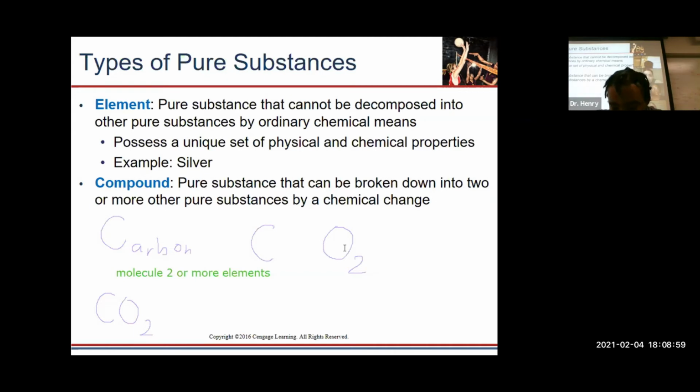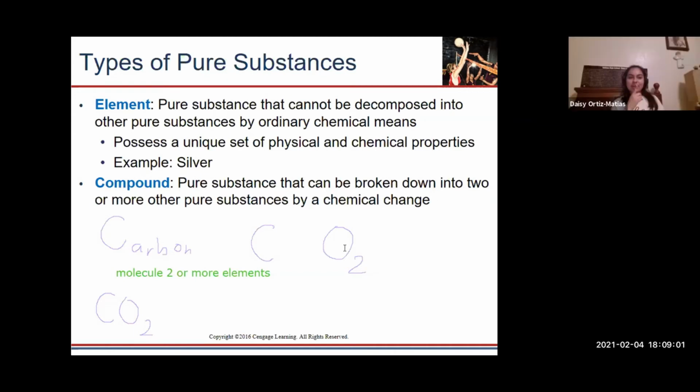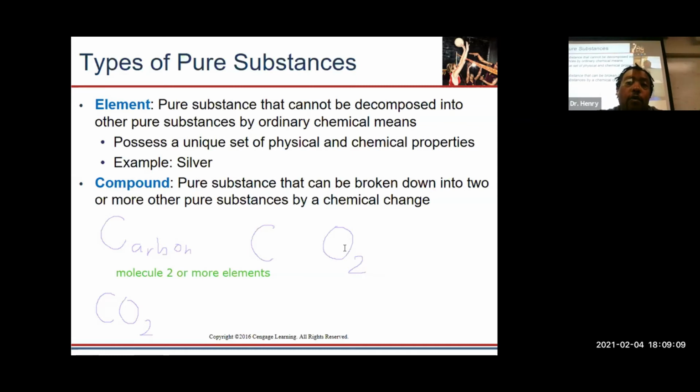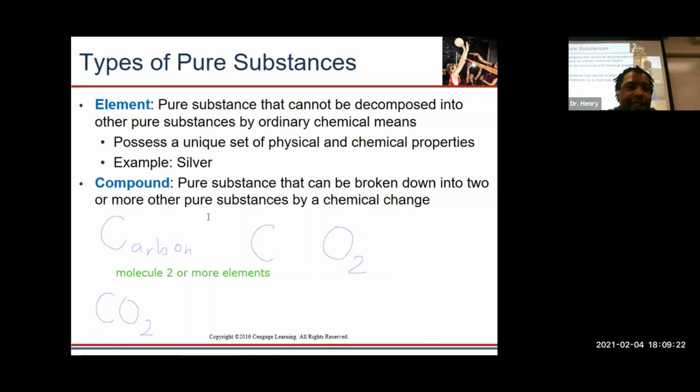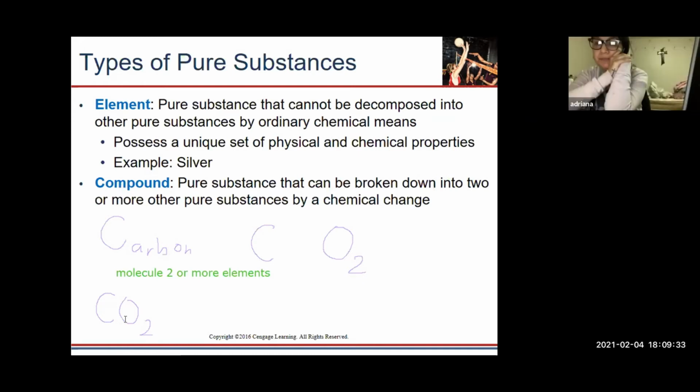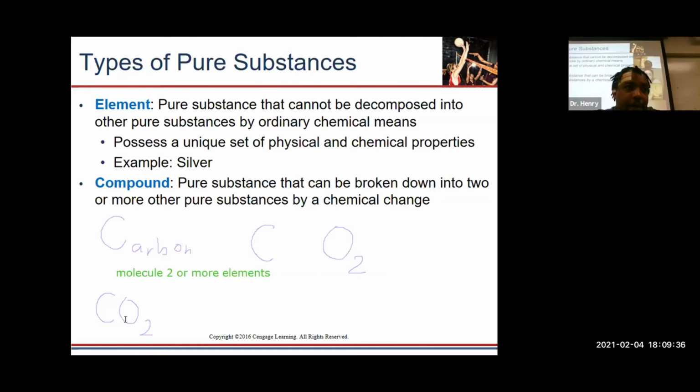I have a question, Dr. Harry. What's the difference between a compound and a molecule? If both are composed of 2 or more elements. Okay, a compound is 2 or more different elements. A molecule is 2 or more. So the difference is that word different. Compound, 2 or more different elements. C, carbon and oxygen, aren't they different from each other? Yes. So it's a compound. That's right.